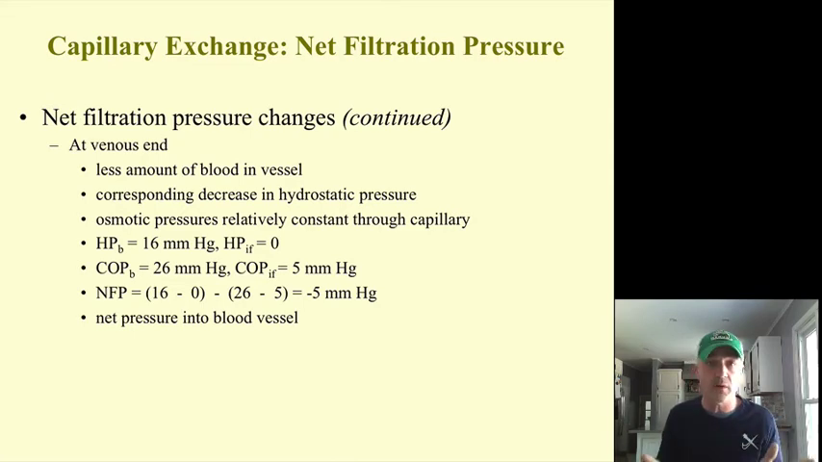Again, this is under normal blood pressure, normal mean arterial pressure of about 90 millimeters of mercury. Again, anything that makes that higher or lower is going to change these numbers.